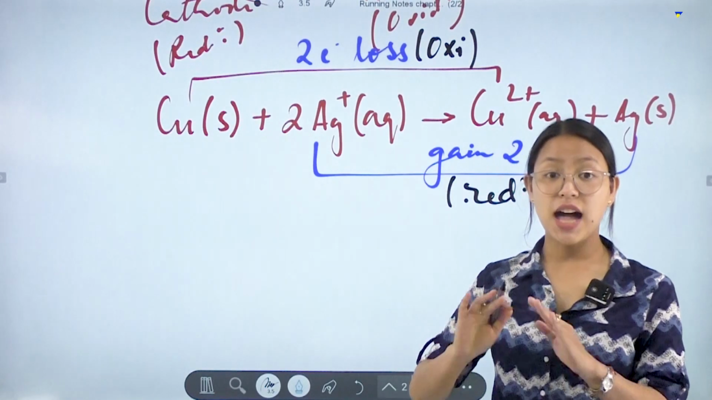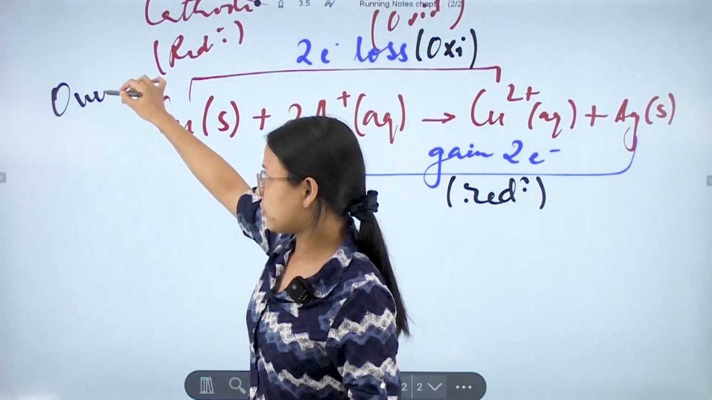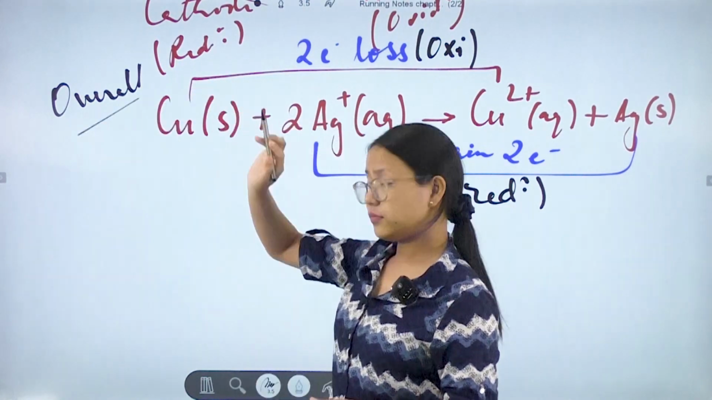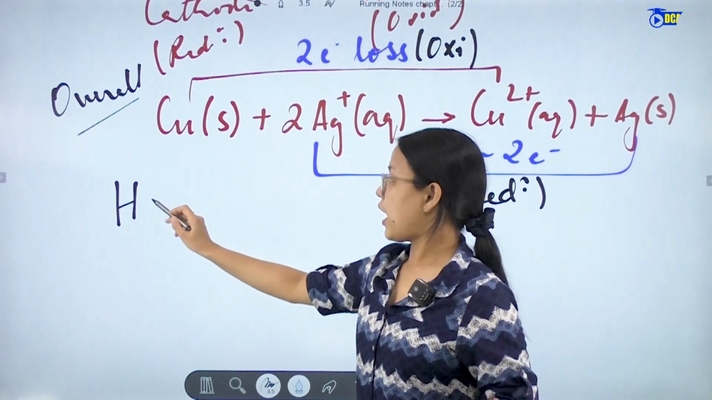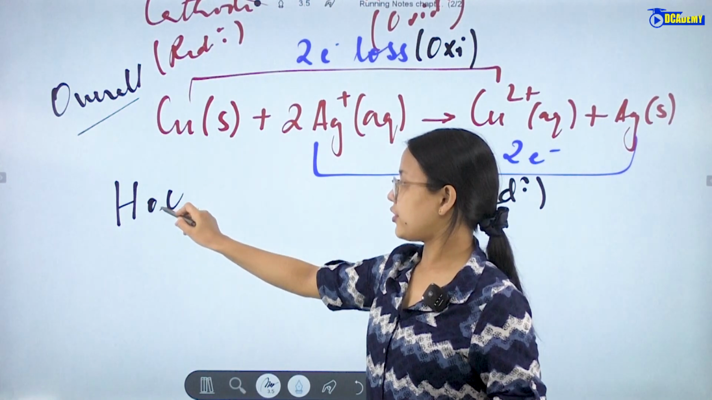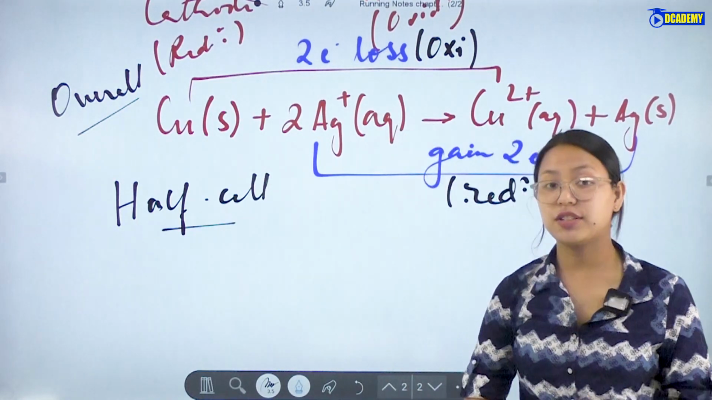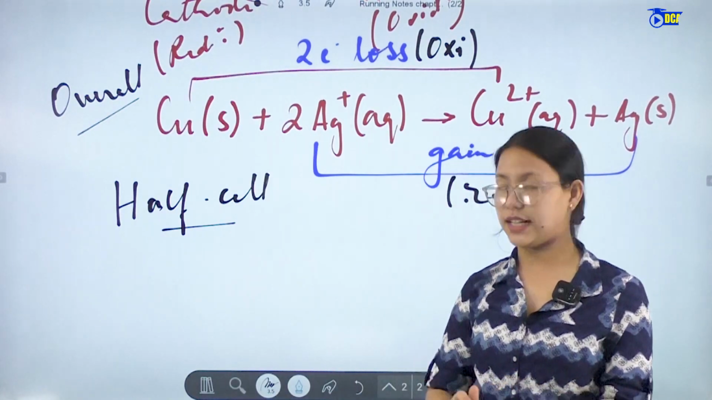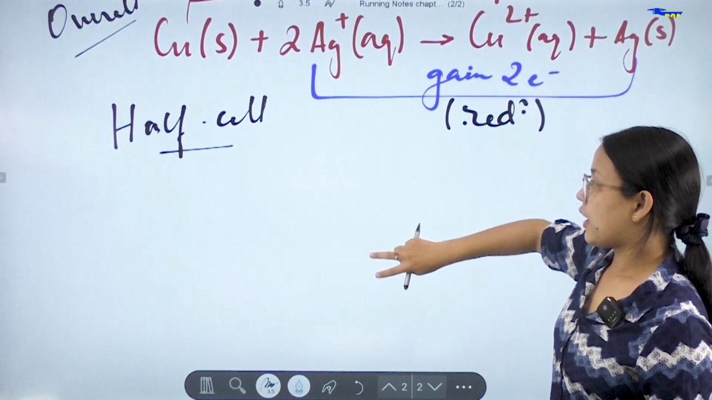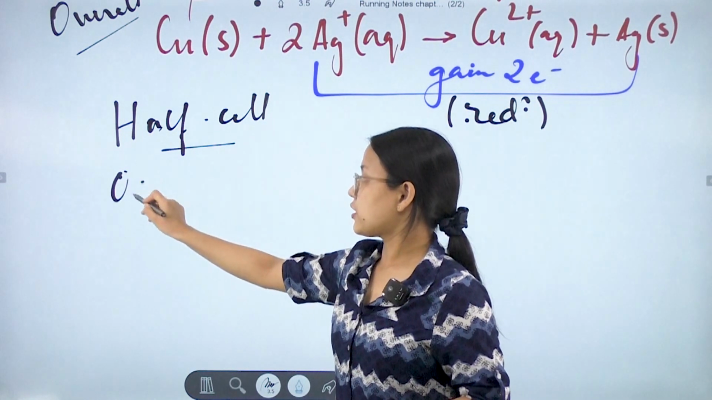Now let's represent the half cell reactions. This is the overall reaction. Now we are going to separate it into half cell reactions. One will be the oxidation half cell, another one will be the reduction half cell. So first, let's say the oxidation half cell.